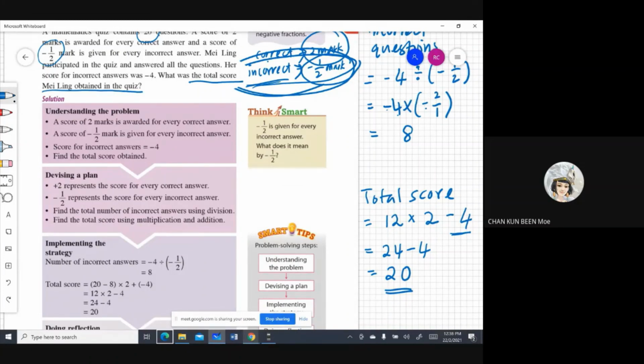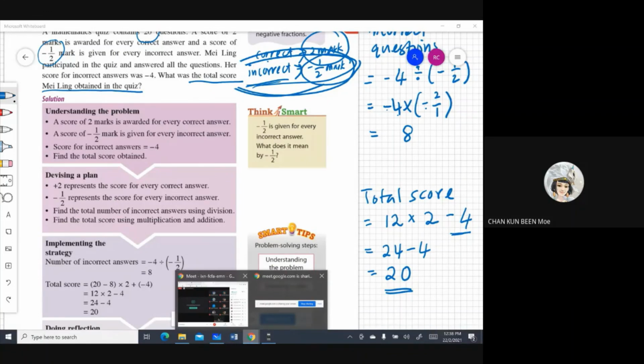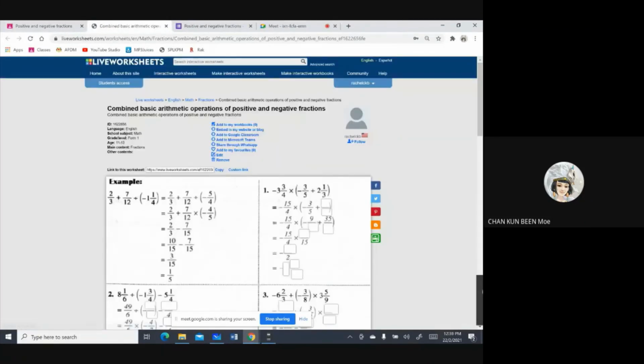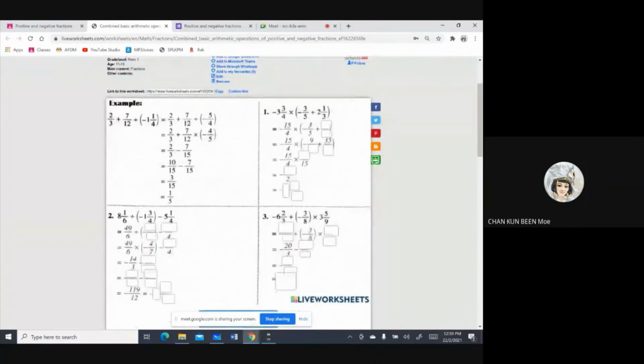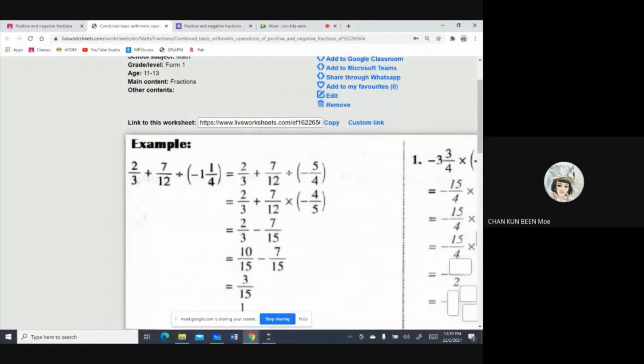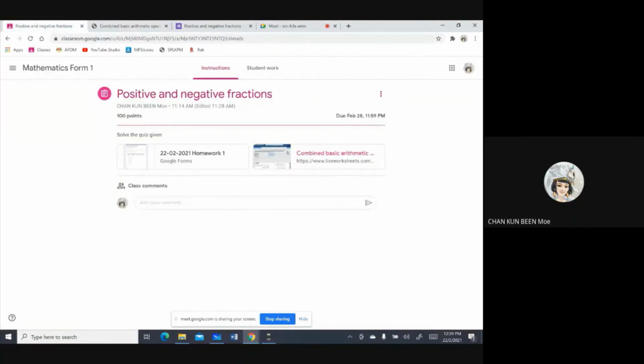I want you to do this later on as your exercise. In your GC, some of you already saw that there is a combined basic arithmetic operation. When we end this lesson, I just want you to solve the combined operation. There are only 3 questions. After you have done them, you capture the mark only. The mark is going to be shown on top over here in red color. You enlarge and capture the mark. After that, you paste it in the Google Classroom for me and mark as done, just like before. Do you understand what I mean?